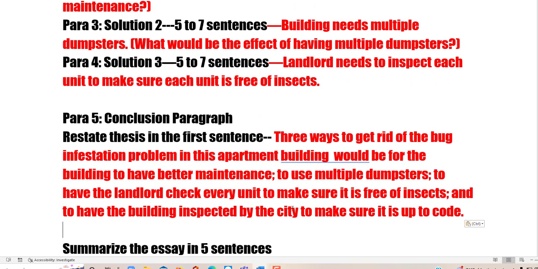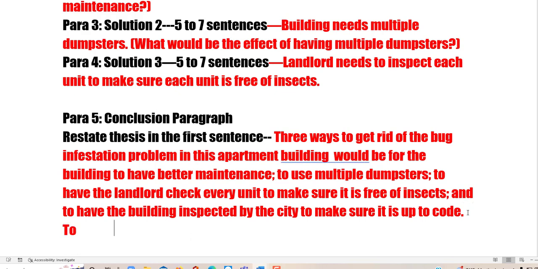So the conclusion is, what takeaway lessons do you want your reader to have? What do you want your reader to learn from all of this? And then you would write something like, to summarize. Basically what you're going to do in your conclusion is you're summarizing your essay. You're summarizing the best of your essay.